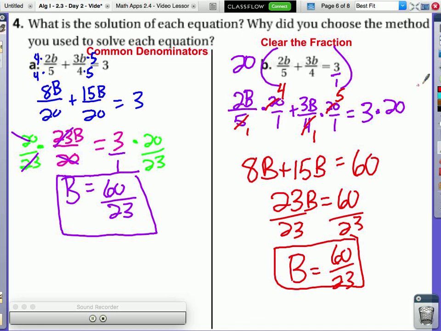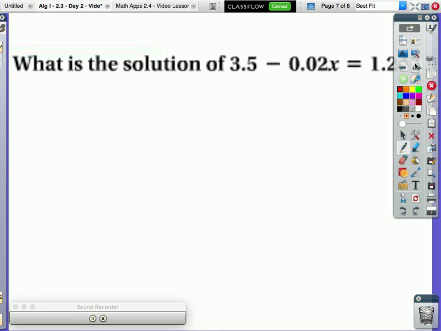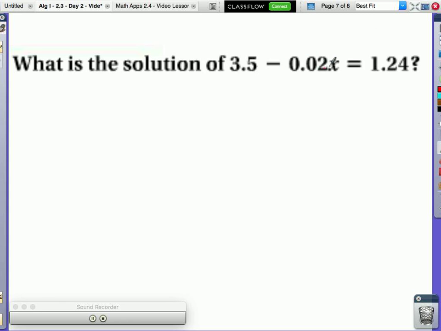All right. Now, last problem is with the decimal. This doesn't change anything. We've learned how to do this. Just so real quick, a review. Our variable is x. We need to move this 3.5 to the other side. It's positive, so we are going to subtract it from each side. Again, I want to see all of your work.